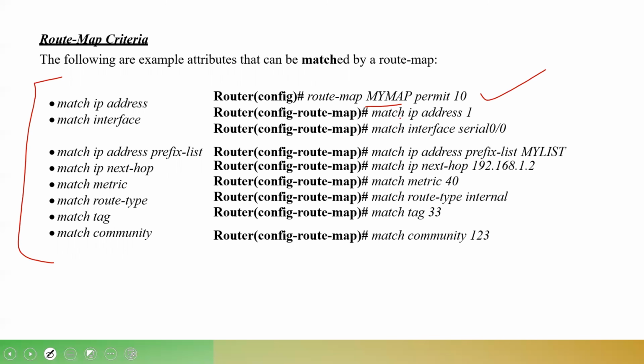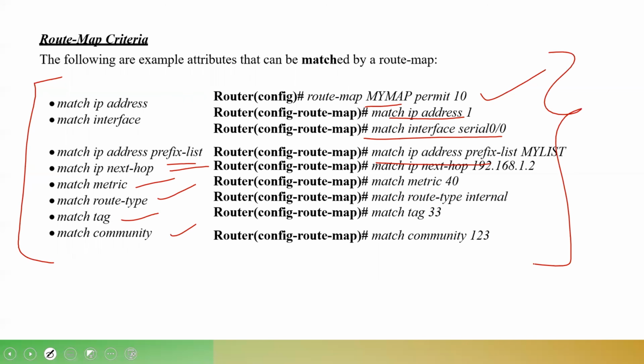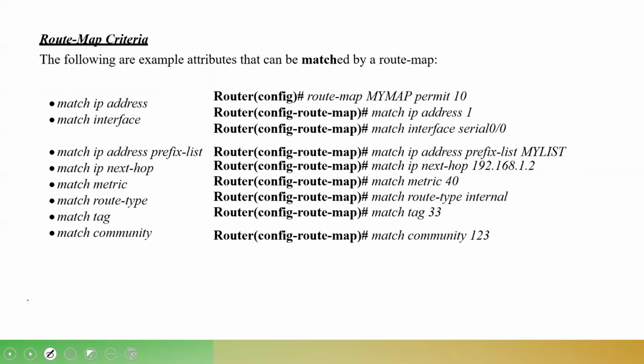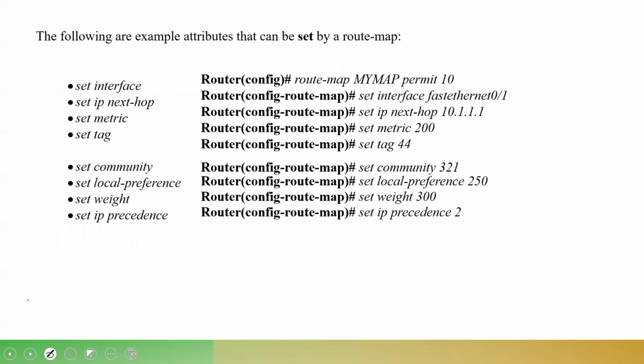called my map, matching the address, matching the interface, then matching the prefix list, then for that prefix list the next hop, match the metric, match the route type, match the tag, match the community. See how deep we can go inside the route map policy, correct? Likewise, we can build the BGP related policy as well.